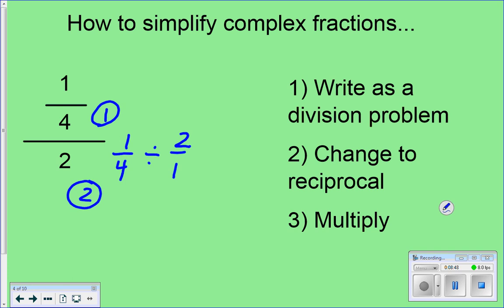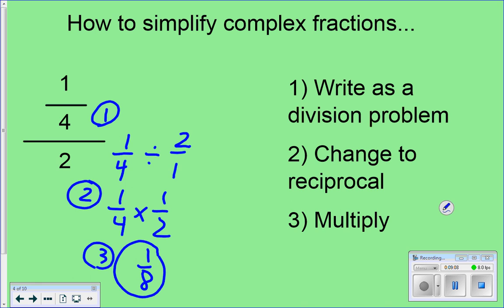So my second step is changing to a reciprocal. So now I'm going to do what I know. You've done this now. You've multiplied and you divided fractions. So now you know the rest. So 1/4 times 1 over 2. And then my third step is I'm going to multiply across. And I get 1/8.